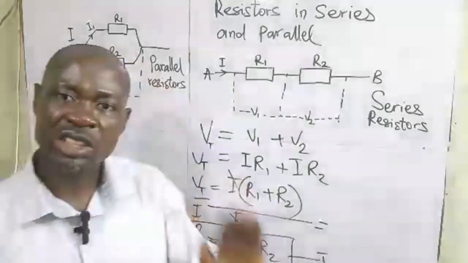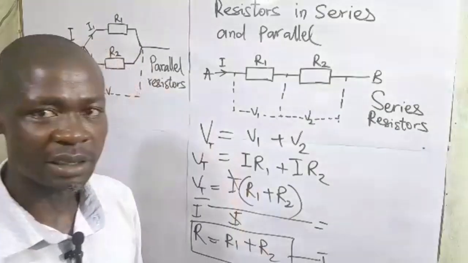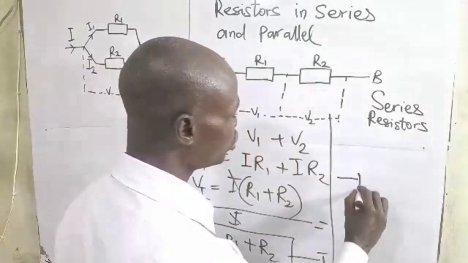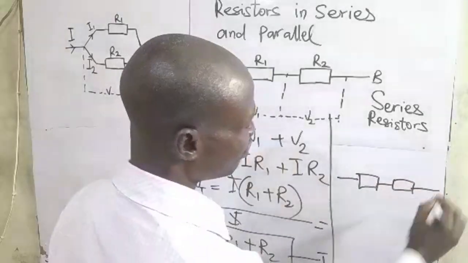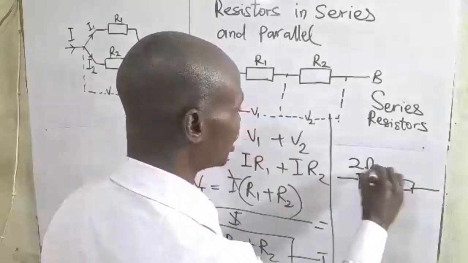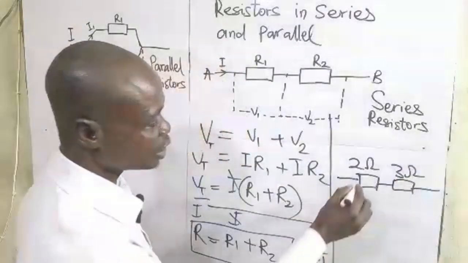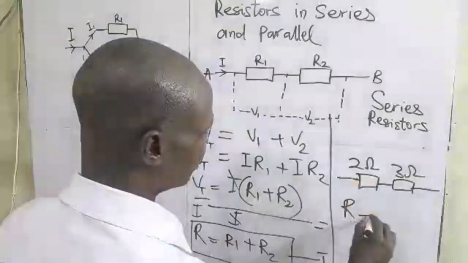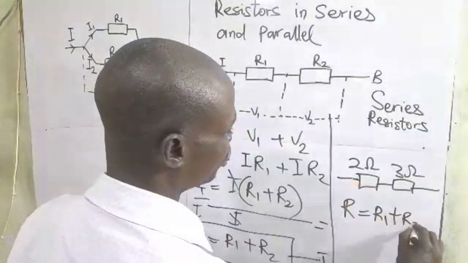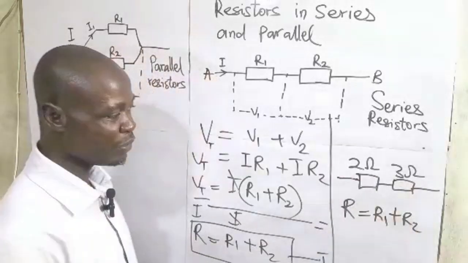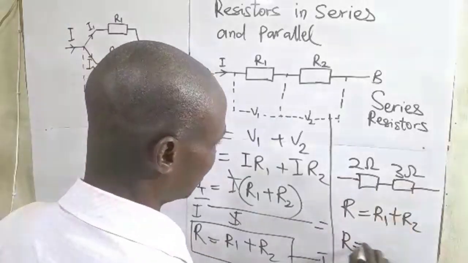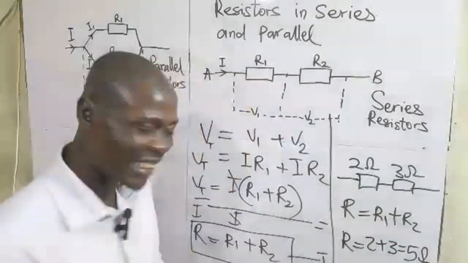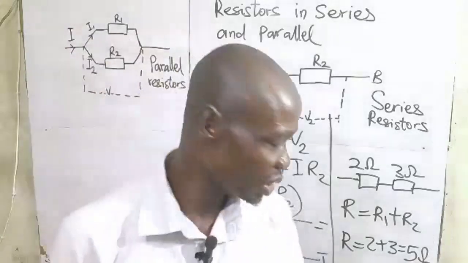So this is two resistors in series. The combination is just simple like this. Now, how do we solve problems like this? Let's say we have two resistors connected in series like this. Assuming we have 2 ohms here and then 3 ohms, they are connected in series. So how do we find the equivalent resistance? Already we have here that R total is equal to R1 plus R2. So for us to solve the equivalent resistance here, we'll just do R is equal to 2 plus 3, and that gives us what? 5 ohms. And that is the equivalent resistance of resistors in series.